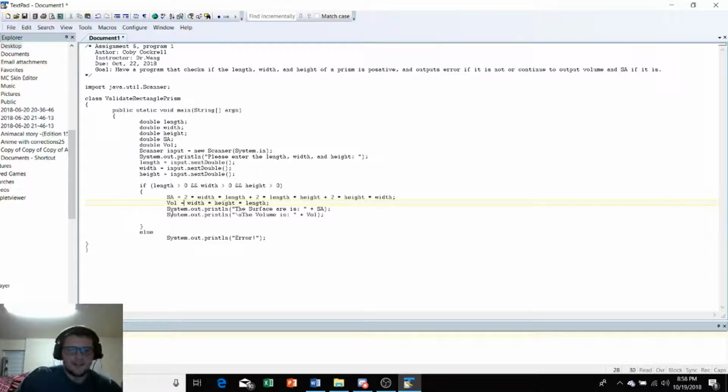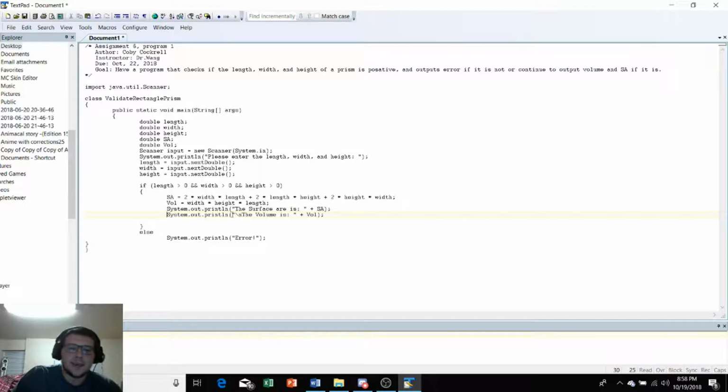That was pretty easy. Now that we have both of those things, we're going to print out the surface area is blank plus SA. If I declared decimal format, I could do whatever I did as the object in dot format. But we didn't do that because we weren't asked to.